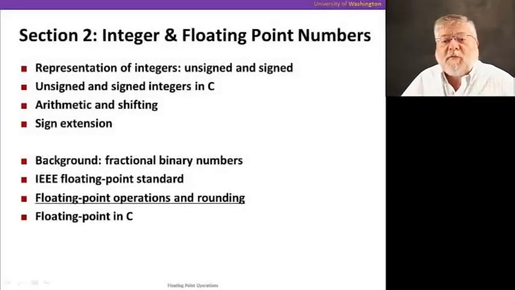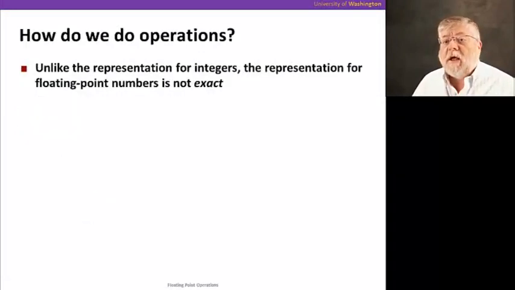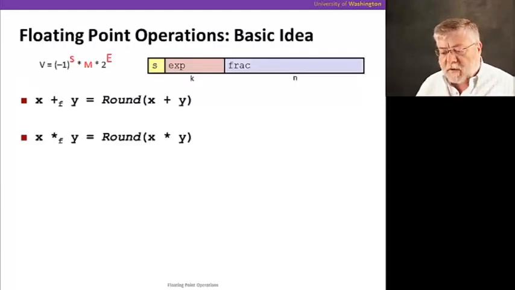Now that we've seen how to represent floating point numbers, let's take a look at what it means to do operations on them. Unlike the representation for integers, it is important to remember that the representation for floating point numbers is not exact, meaning that we're always approximating the real mathematical value because we have a finite representation. That mantissa doesn't go on forever. It stops after 23 bits or even after 52 bits in the extended notation.